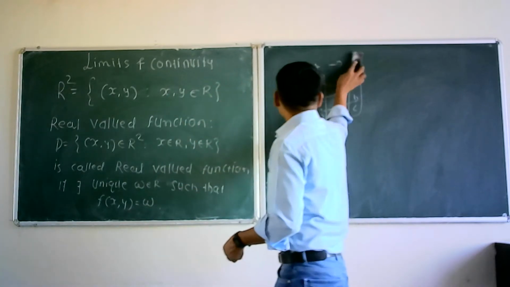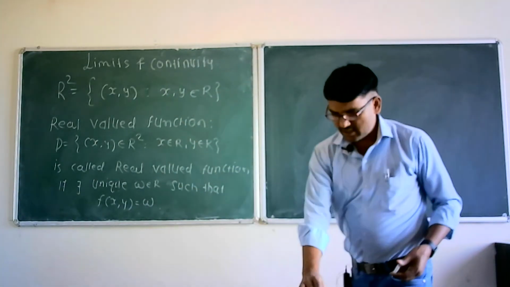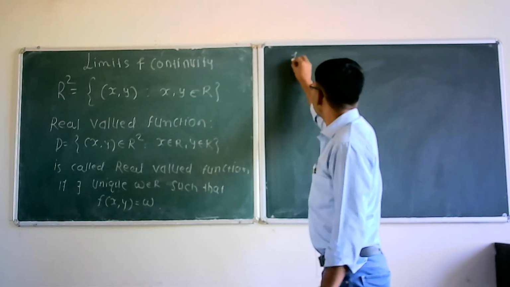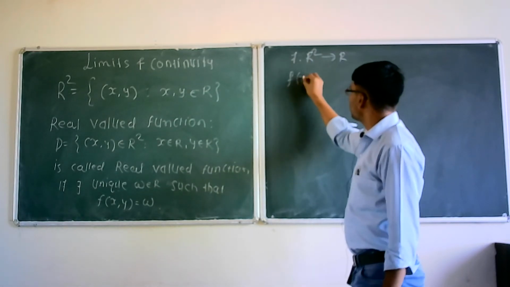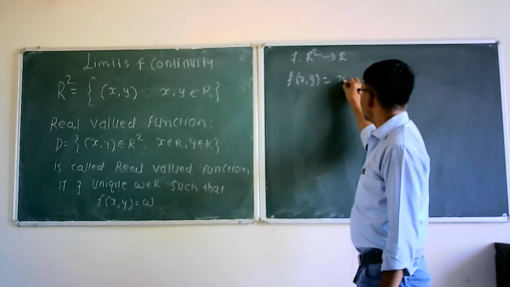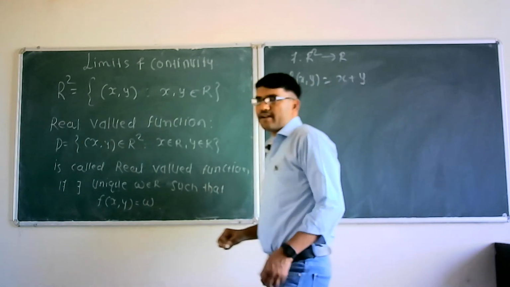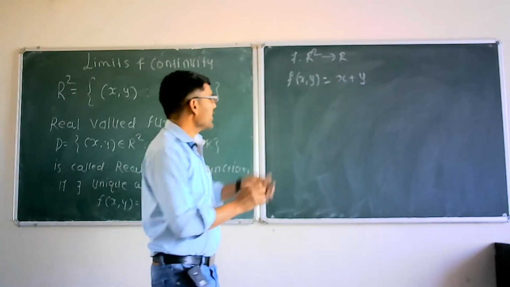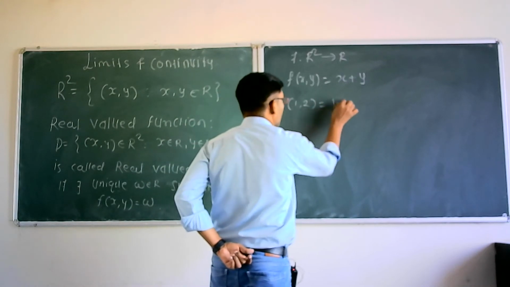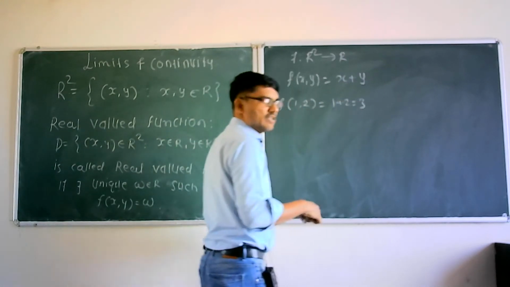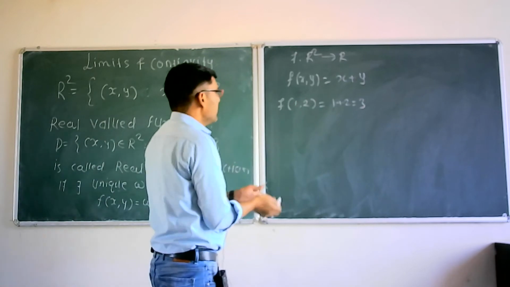For example, suppose f is a function from R square to R defined by f of xy equal to x plus y. Now this is a real valued function. If we take x equal to 1, y equal to 2, then 1 plus 2 is 3.